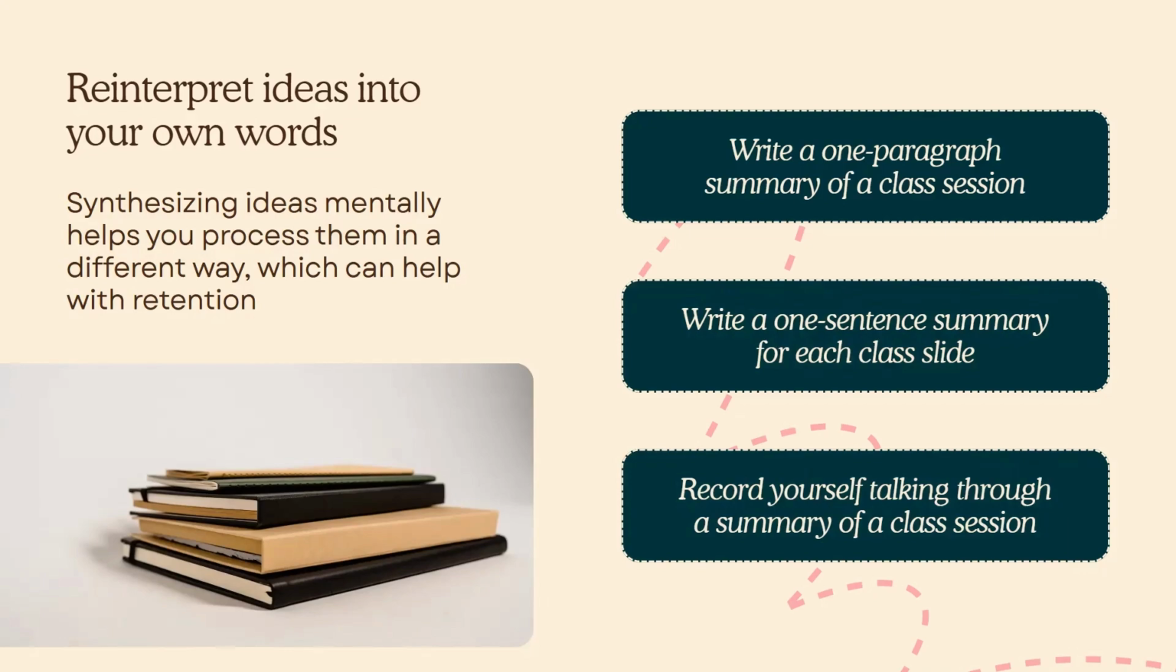A few ways to do this. One is to write a one-paragraph summary of a class session. This could be something that is a more thorough approach to studying. Maybe you have a test coming up and you look over one class session and you want to write out the main idea in one paragraph. This can be helpful because the process of taking a lot of information and trying to condense it involves an element of decision making that ultimately makes you have to process the information.